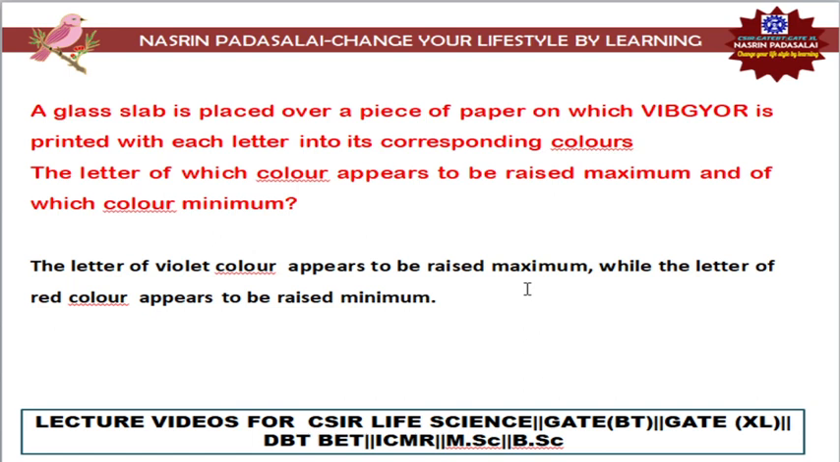Okay, so violet color will appear to be raised maximum, and we can see that violet color easily because its refractive index is very high. While the red color has a lower refractive index, that's why red color will be seen last, or it will be raised minimum.